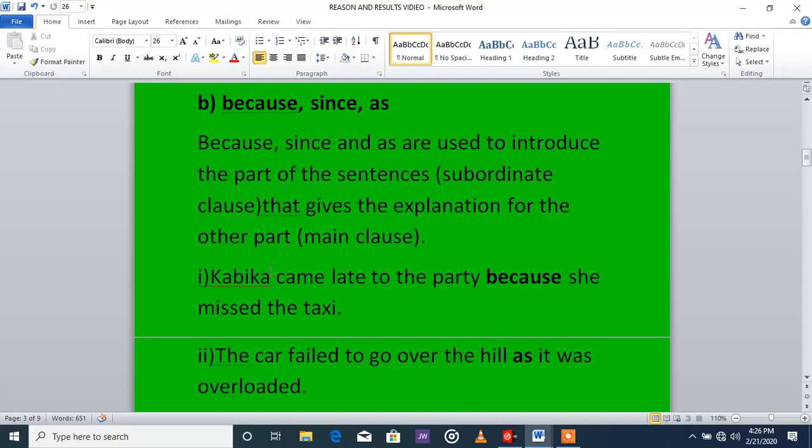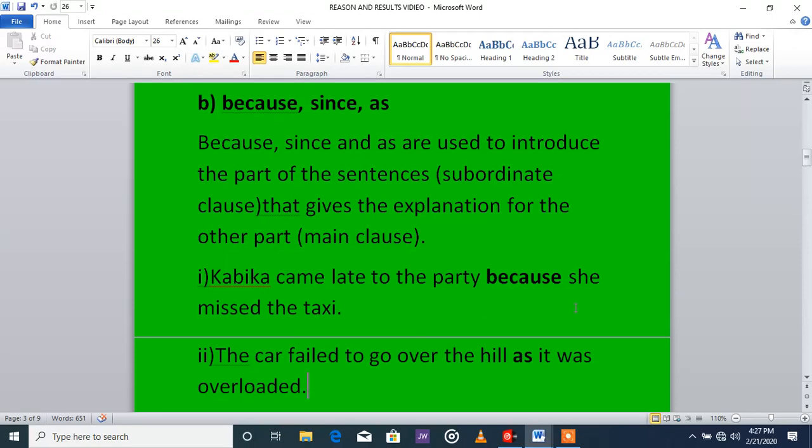Here we are starting not with the subordinate clause, but with the main clause. Kavika came late to the party. So why did she come late to the party? Because she missed the taxi. But if we start with because, it will read: because she missed the taxi, comma, Kavika came late to the party. Others would have written it as: because Kavika missed the taxi, comma, she came late to the party.